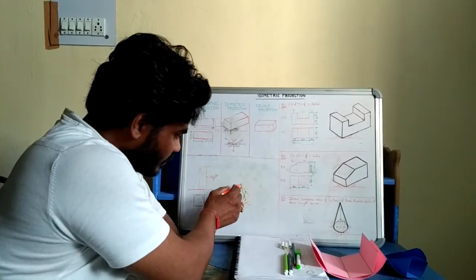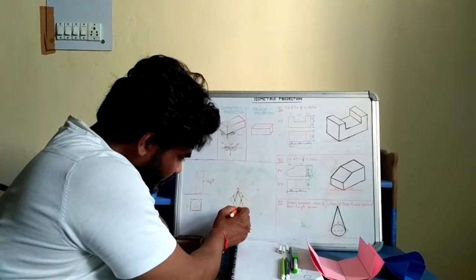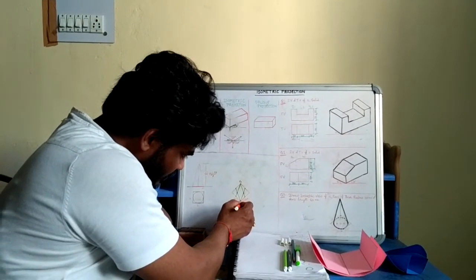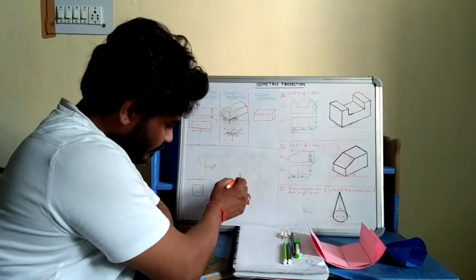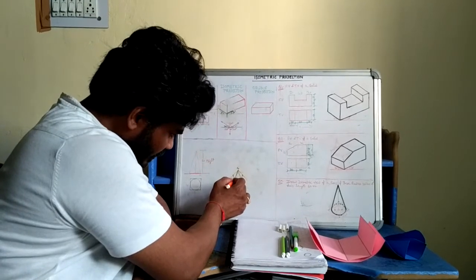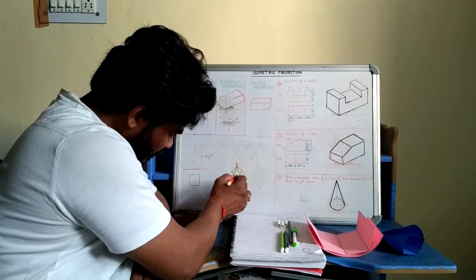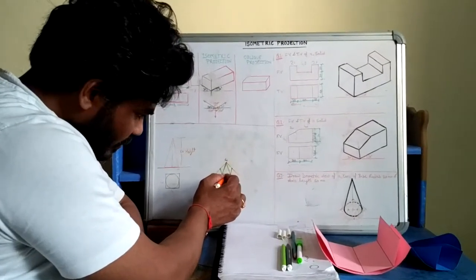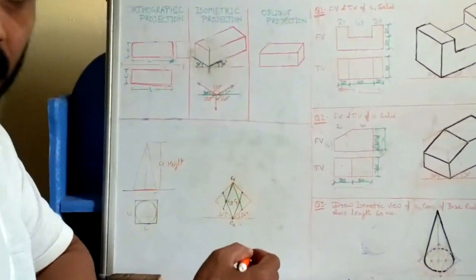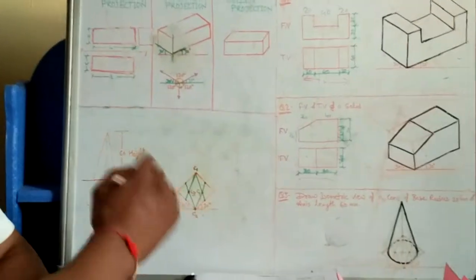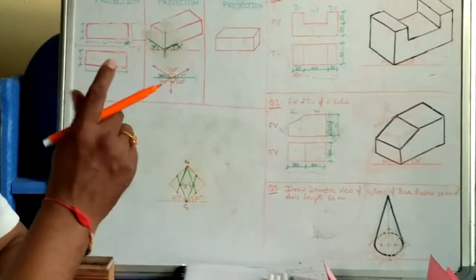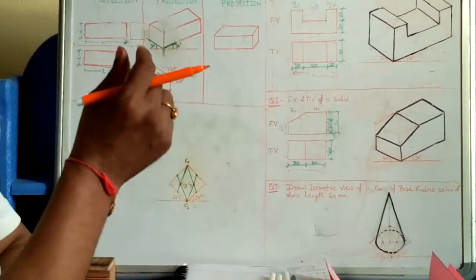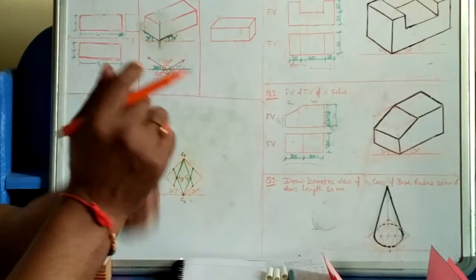Suppose this is center C1, this is center C2, this is C3, center 3, and this is C4, center 4.